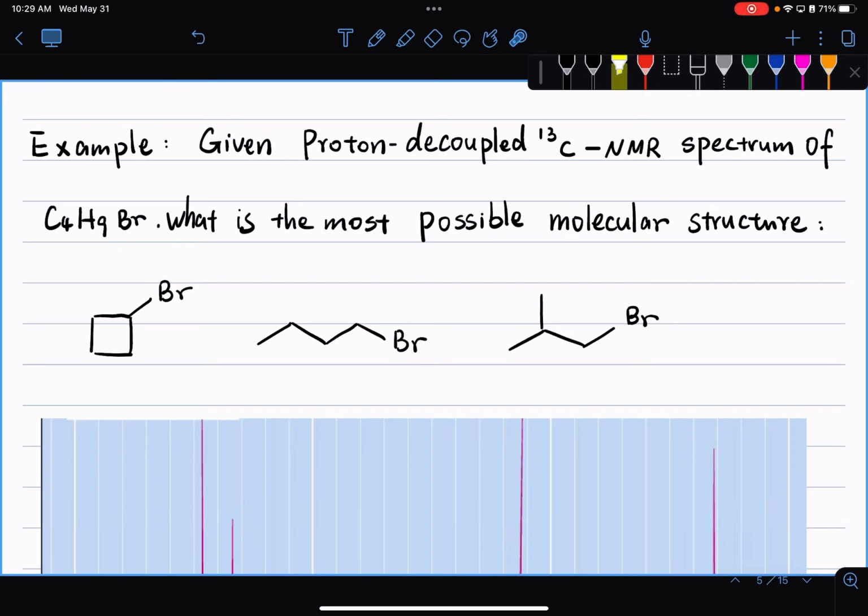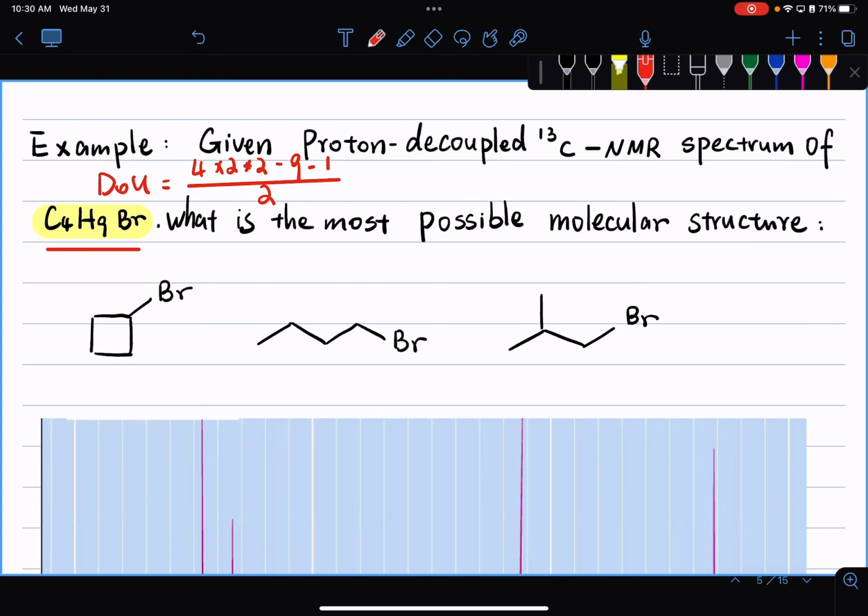Now, how do we approach this problem? We read the problem first and get the information we can. We know the molecular formula here is C4H9Br, and we can calculate our DOU, the degree of unsaturation. Doing that calculation, we have the number of carbon times 2, minus the number of hydrogen, minus the number of halogen, and then divided by 2.